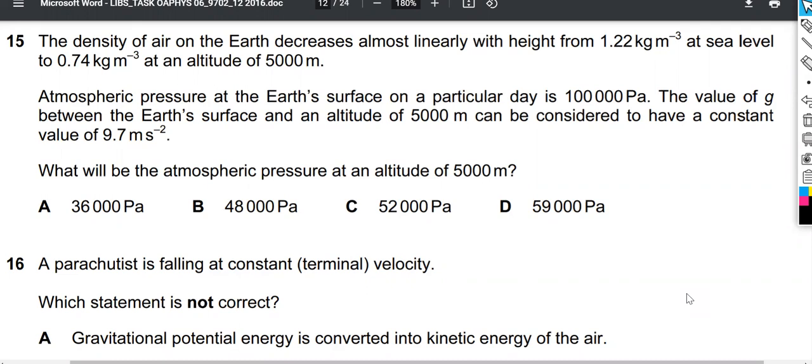a little bit tricky. And it's easy to oversimplify it and put some numbers down into the equation and calculate one of the choices that's up there, but it's not the correct one.